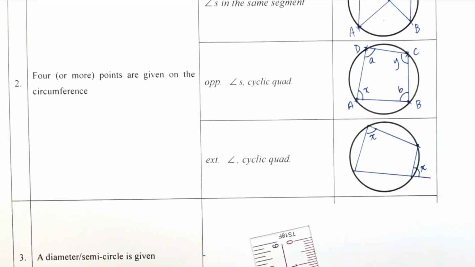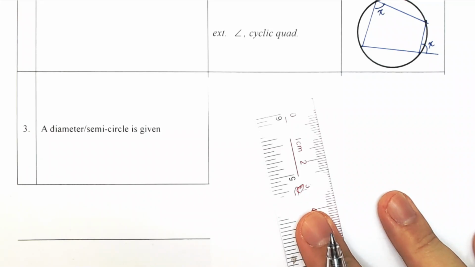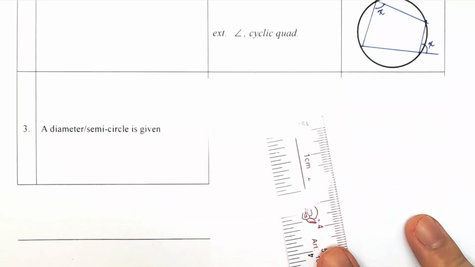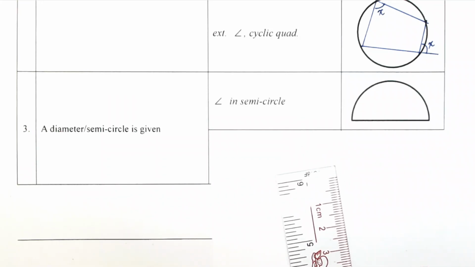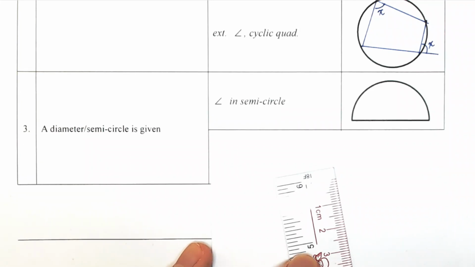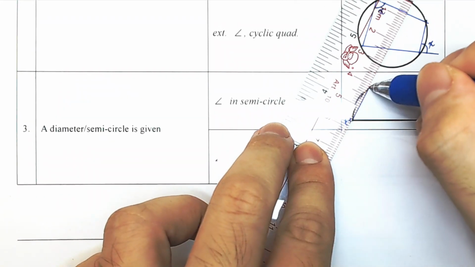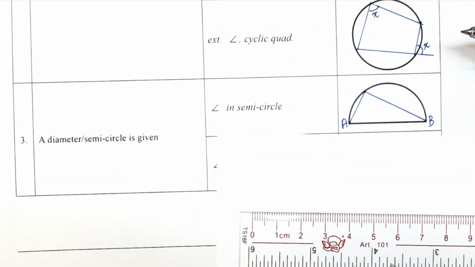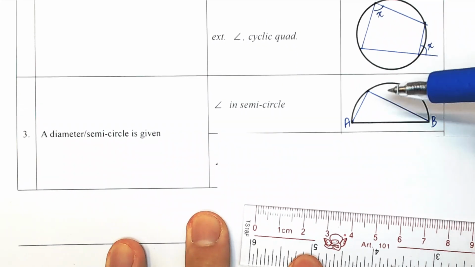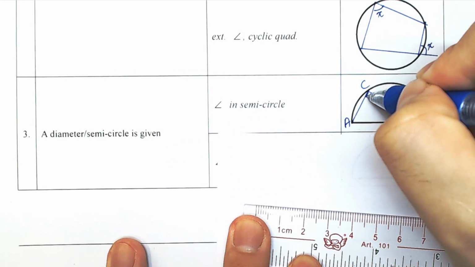Number 3, a diameter or a semicircle is given. Then you can consider the following. Number 1, angle in semicircle. Angle in semicircle means the longest chord of the circle, and you extend from the endpoints. Okay, two line segments are drawn from the endpoints of the diameter. Then the angle here is 90 degrees.